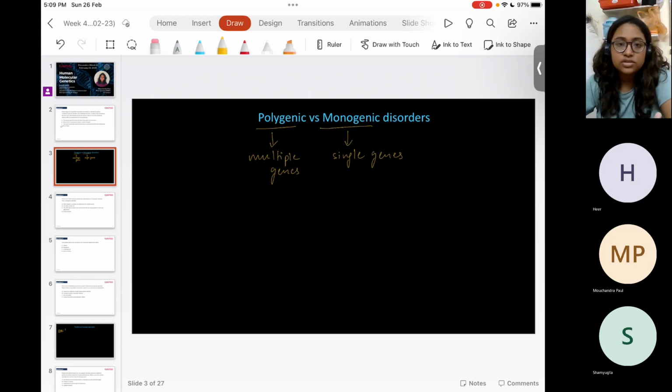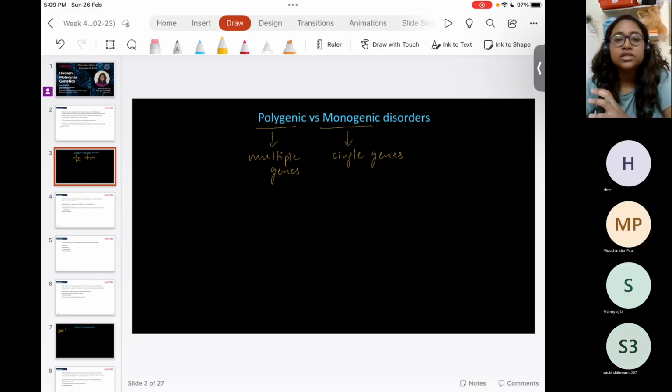mutations in a single gene which manifest as a disorder, whereas in polygenic disorders people have found mutations in multiple genes, three, four, five genes, and there is an additive effect of all these mutations, so people get a particular disorder. And these polygenic disorders give rise to what are called complex disorders. Stop me if I'm not making sense to you, okay?